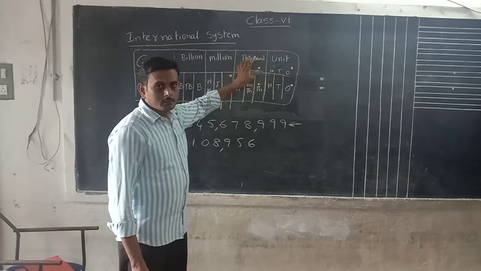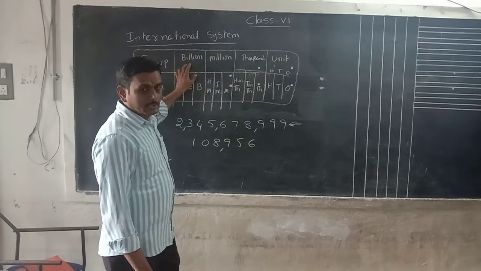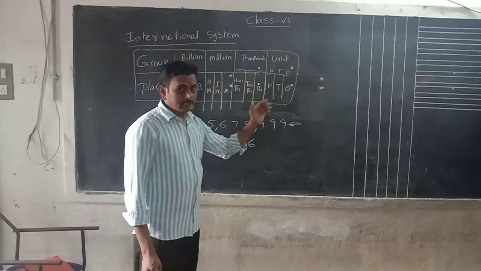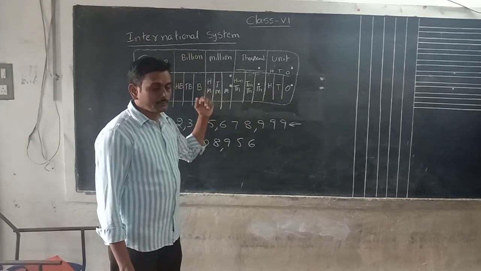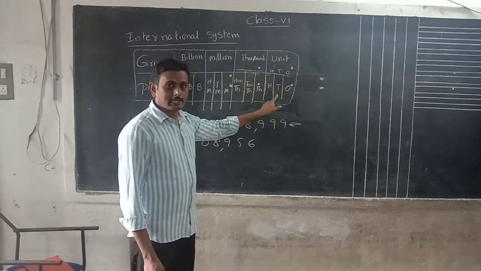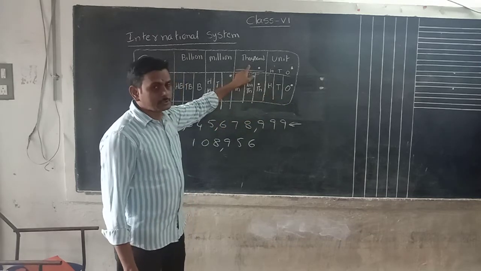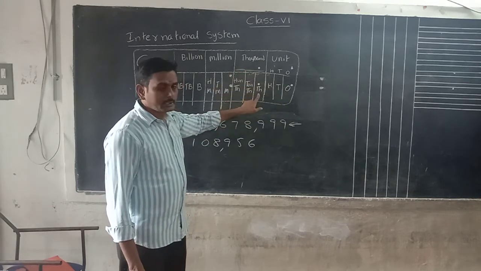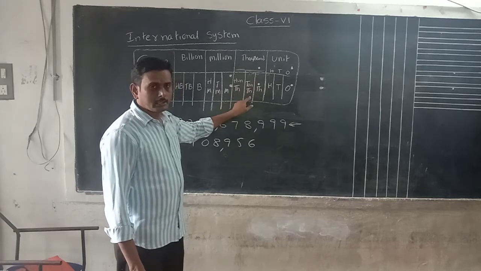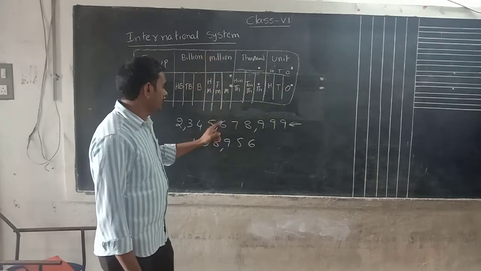According to the international system, how many groups are there? Unit group, thousand group, million group, billion group. Every group has how many places? 3 places. We have to practice this one, then only we can understand and remember. The unit group has 3 places: ones, tens, hundred. The thousand group also has 3 places: 1,000, 10,000, 100,000. The million group also has 3 places.